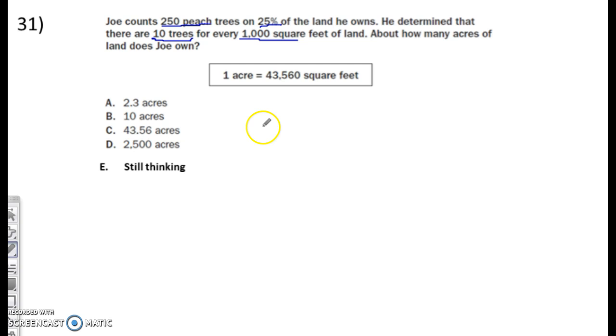So I'm going to do 250, the total amount of trees, divided by 10 trees for every 1,000 square feet. And I'm going to set that equal to how much land it is. So for 10 trees, it's 1,000 square feet. And we don't know how many square feet it is for 250 trees. That's kind of what we're trying to figure out with our first step.